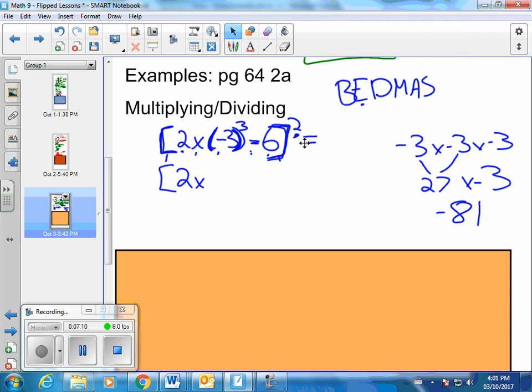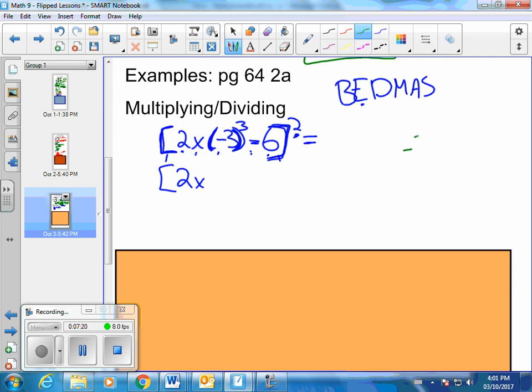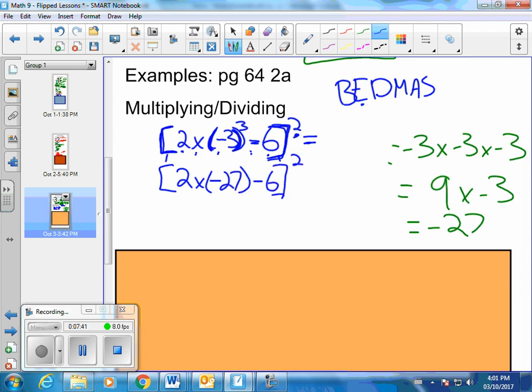Oh, sorry, whoops. I went too many steps there. I started cubing my 3 before I squared it. So I have -3 times -3 times -3, which is the same as 9 times -3, which is the same as -27. So I'm going to go ahead and put that into my equation. So now I have -27 minus 6, whole thing is squared. So between this step and this step, all I've done is one section of the equation.